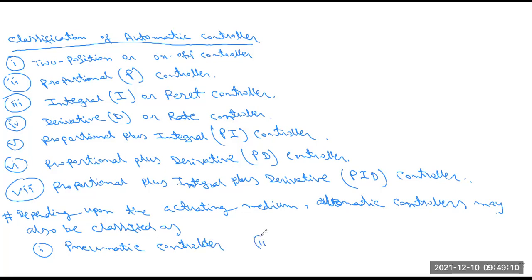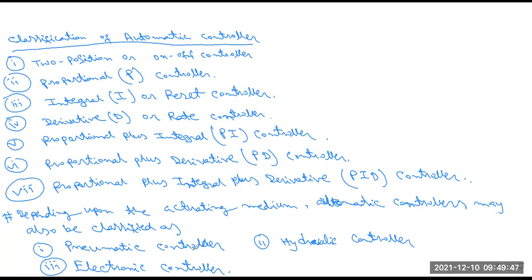Number 2, hydraulic controller. And number 3rd, electronic controller. Okay, so these are the different types of controller part.